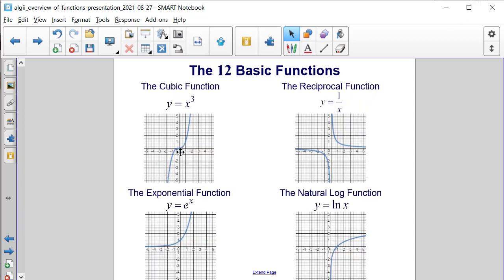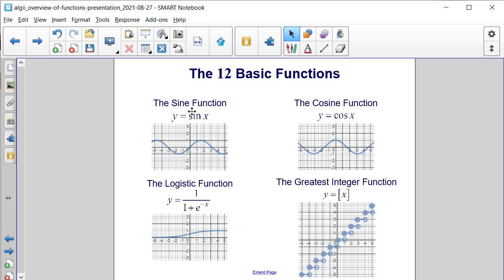The cubic function is another parent function that we have, as well as the reciprocal function. And we have the exponential function, or y equals e to the x, and we have the natural log function, y equals natural log of x. We also have the sine function, or y equals sine of x, as well as the cosine function, or y equals cosine of x. We have the logistic function, and we have the greatest integer function. It's also known as the step function.